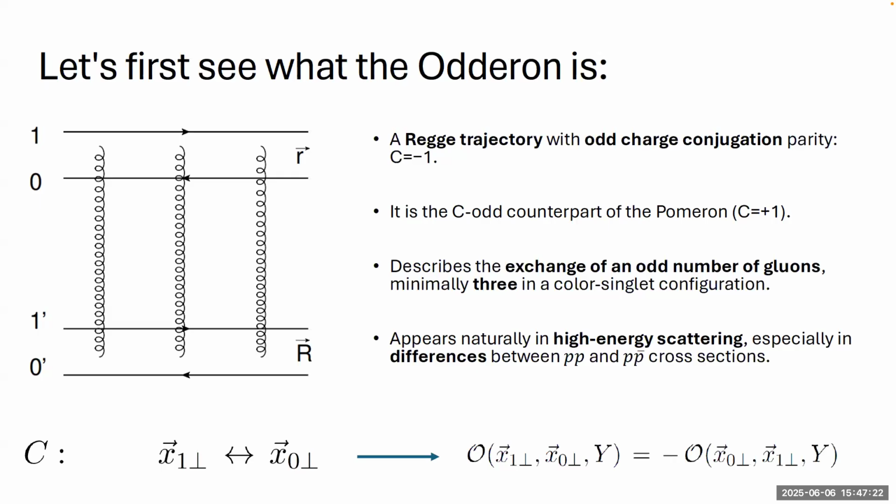So there is a lot of interest in this object at high energy, because in the next slide I will show you what happens. This is the way the charge conjugation works. You swap the transverse coordinates in this dipole, and you get a minus sign. With this minus sign, you have, in one process, a contribution coming from the other.